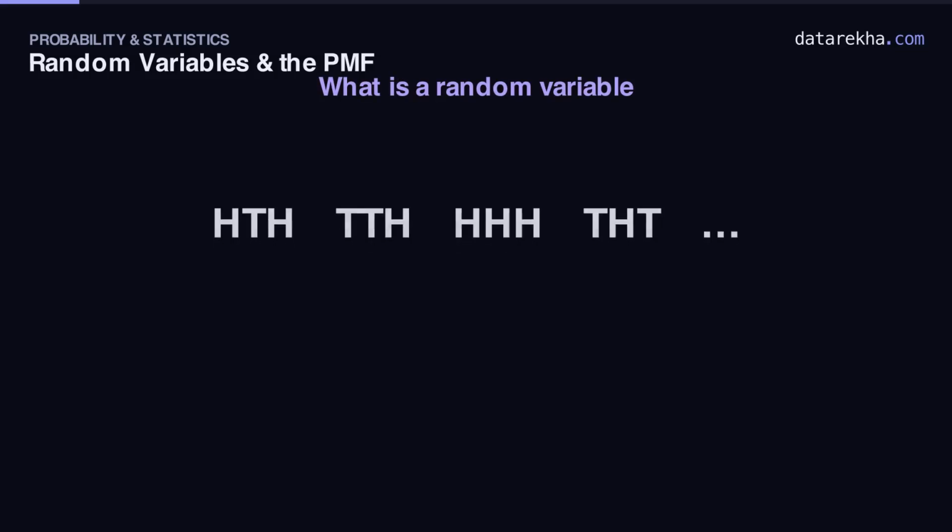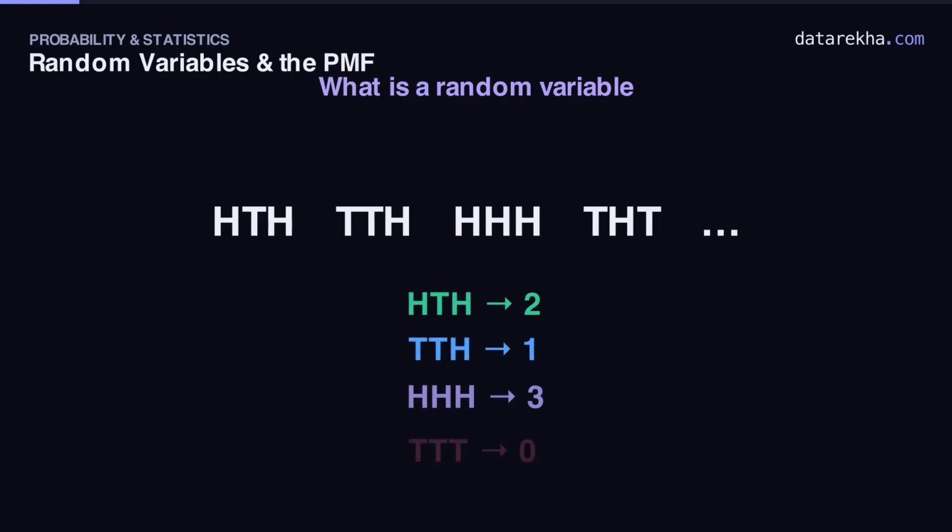Toss 3 fair coins and write down what happens. Heads, tails, heads, tails, tails, tails, heads, heads, heads. There are 8 possible patterns in all, and each is a little story of ups and downs. Now suppose you only care about one thing. How many heads came up? Suddenly each messy pattern becomes a single clean number. 0, 1, 2, or 3.